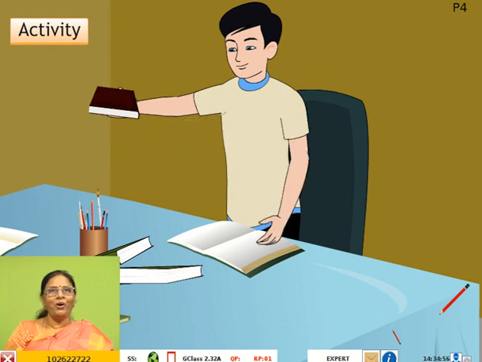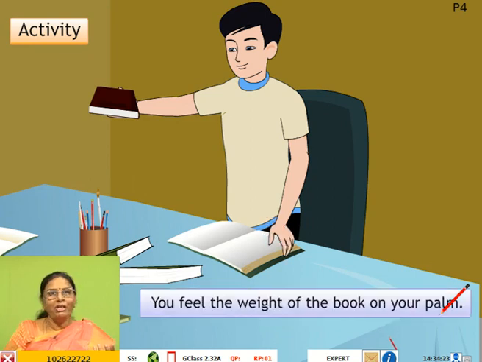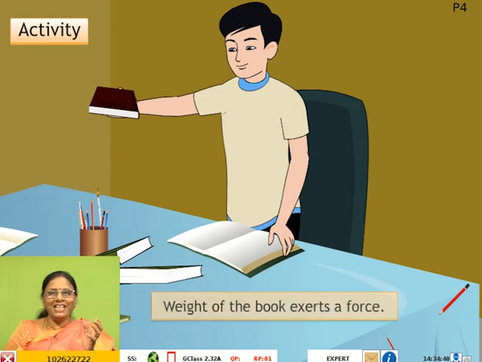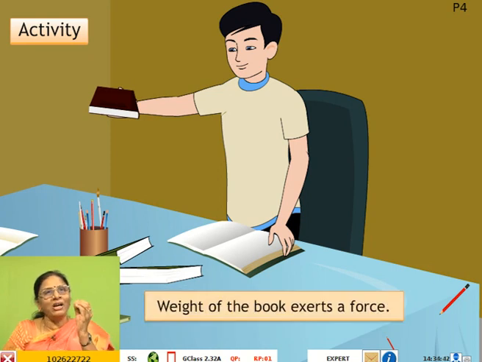Okay. Now, what do you feel on your hand? You feel the weight of the book on your hand. Isn't it, children? Yes. That means you feel that your palm is being pushed down. Don't you all feel it? If it is pushed down, then what does that mean? Yes, it means that there is a force acting on your hand.